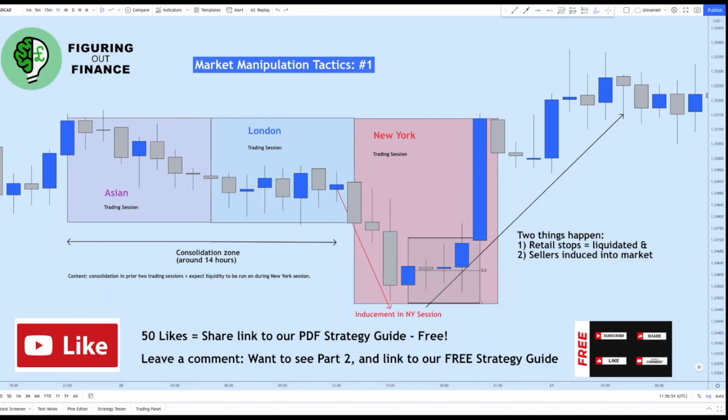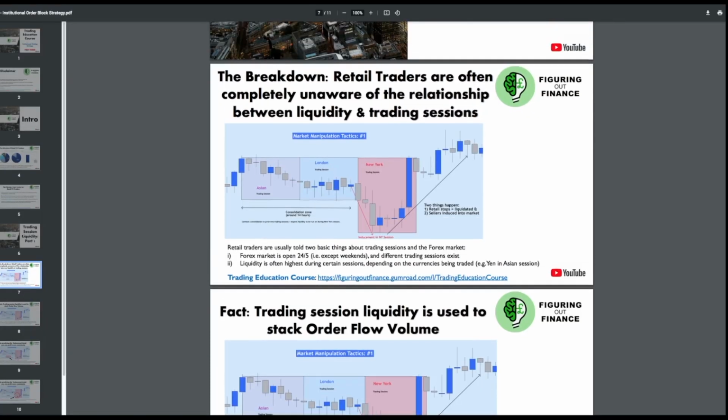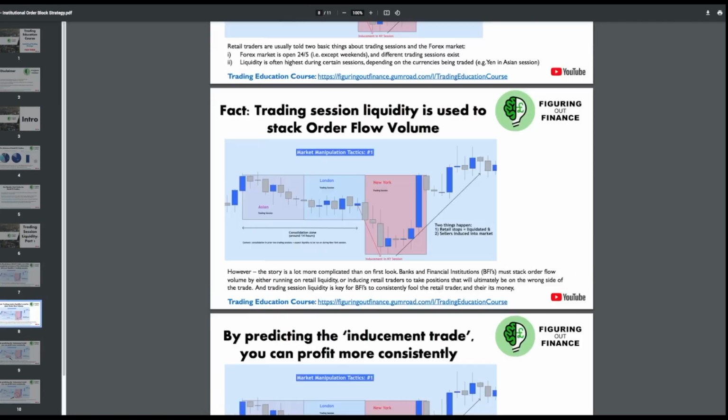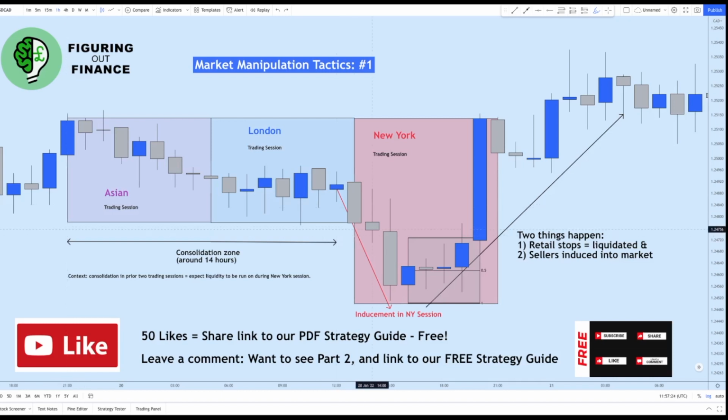In terms of what we're going to be covering in this video, there's a lot to cover. We're going to be covering order flow, volume, in terms of looking at the market properly, liquidity, market manipulation, and also some of the things that retail traders are either completely unaware of or do not appreciate fully. I think that is one of the main reasons why retail traders fail and do not become consistently profitable. And we'll also be covering something that I refer to as the inducement trade, which is basically where market makers get you to enter the wrong side of the market.